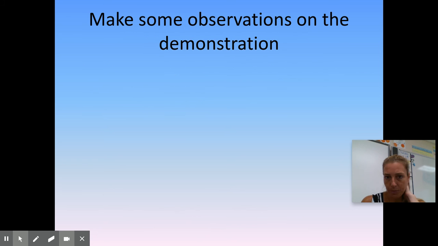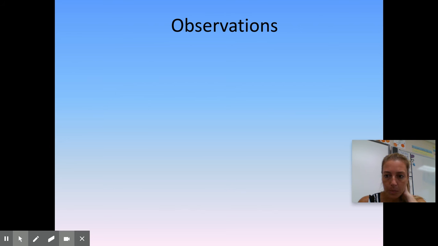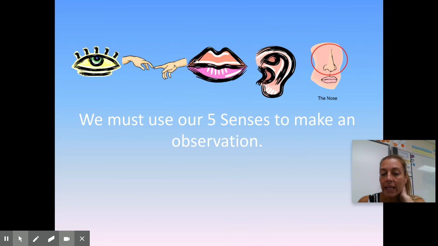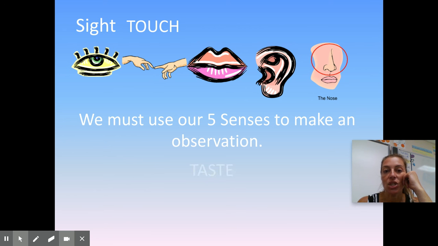Okay, so you're going to make some observations on a demonstration. And an observation is information that we gather through the use of our senses or through measurement. So your observations really need to be complete. In order for your observations to be complete, they must be with more than one sense. The most complete observations should be with 5 senses. So you have the sense of sight, you have your sense of touch, you have your sense of taste, you have your sense of hearing, you have your sense of smell.